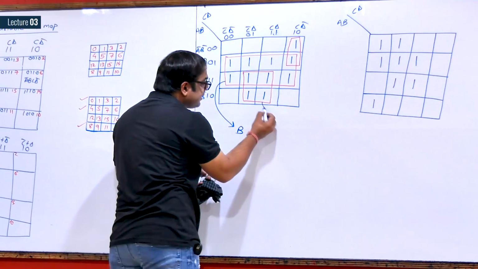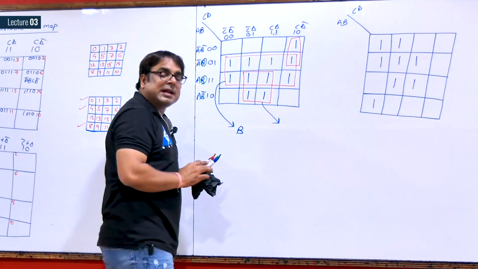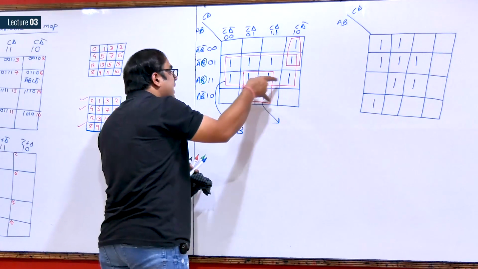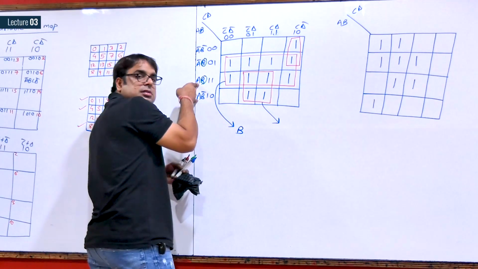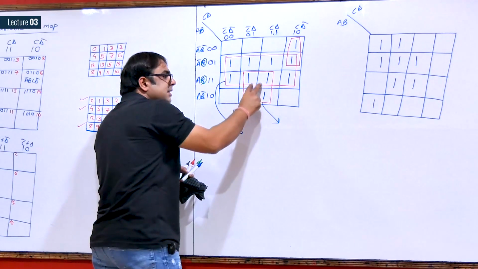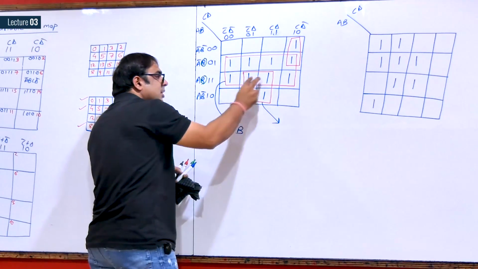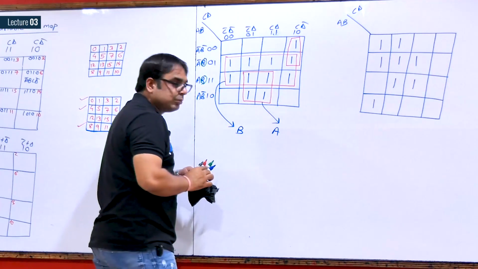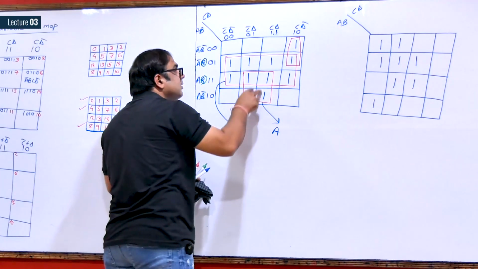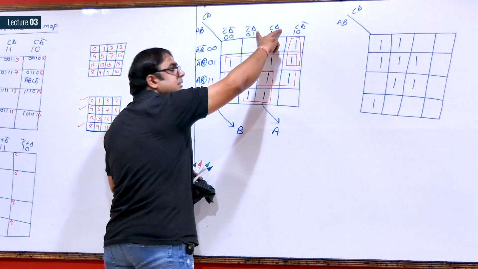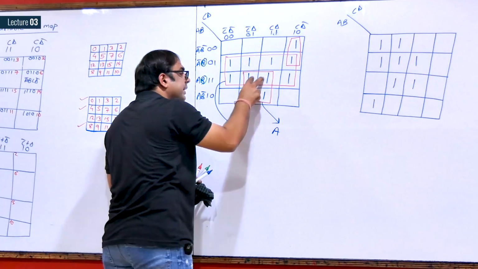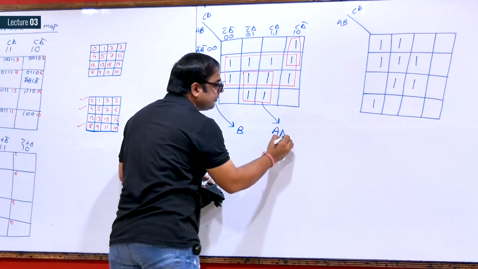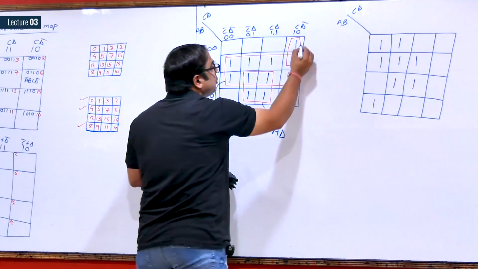Now take this quad. Quad means 4 min terms. In this quad, A is common. Also in this quad, D is common. So AD. Now come to this pair.